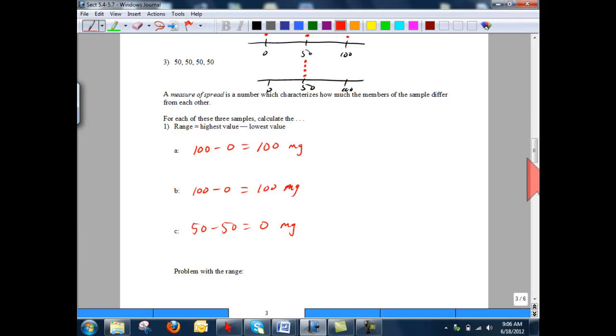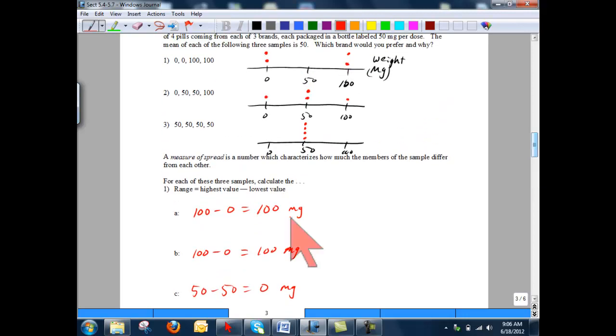Okay, what does this tell me? Something good happened here. Remember, there's no spread or no variation in the third sample, and so the range is 0. That sounds like a good thing to happen. But the range for the first and second samples turned out to be the same number. And I would argue that looking at these dot plots, there's more spread in the first sample than in the second. In the second, there was some clustering in the middle and some values were spread out. But in the first sample, everything was spread out from the middle.